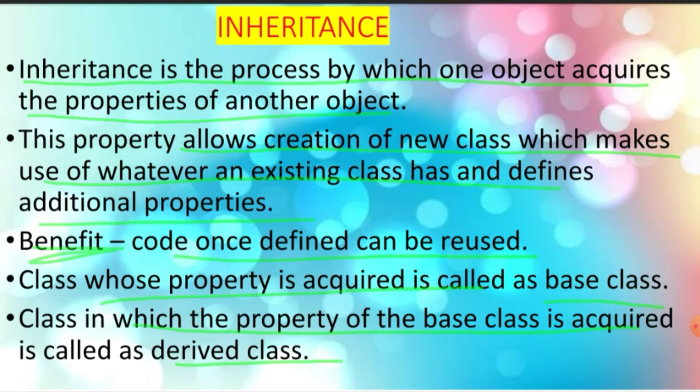Now we naturally view the world as made up of objects that are related to each other in hierarchy. For example, consider your school. Each student in the school has attributes like name, age, class, and behavior such as eating, studying, jumping, etc. Like that is called inheritance.